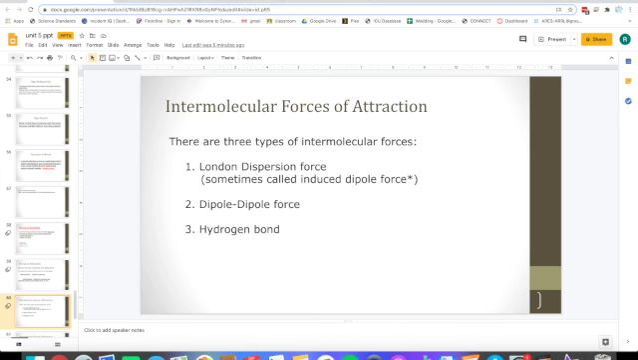There are three types of intermolecular forces. You don't have to write them down right now because we will be later on. There's London dispersion, which is sometimes called induced dipole, but it is the same thing. The second one is dipole-dipole force, and the third one is hydrogen bonds.